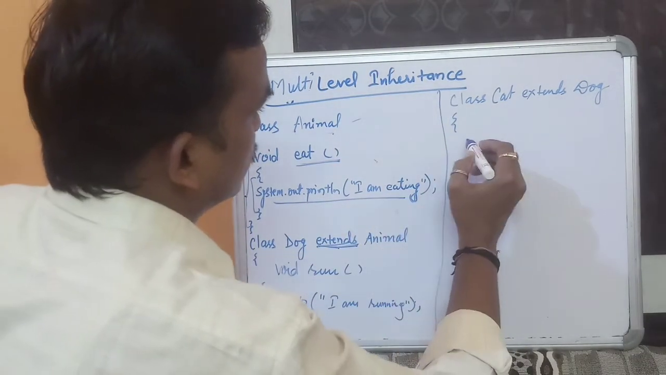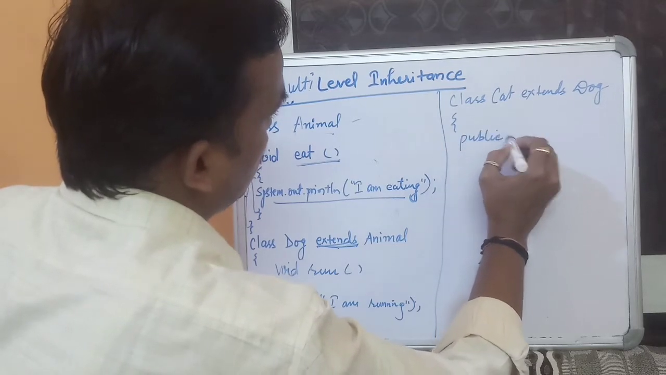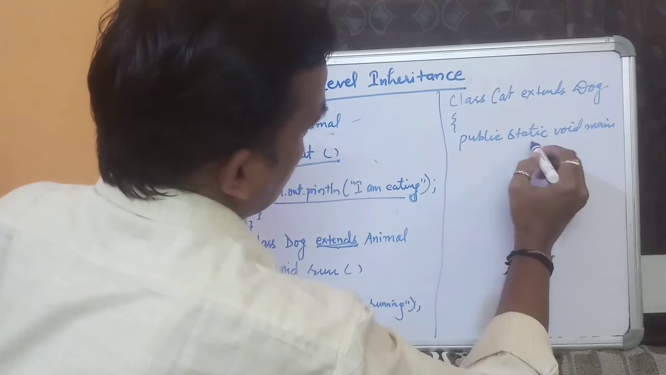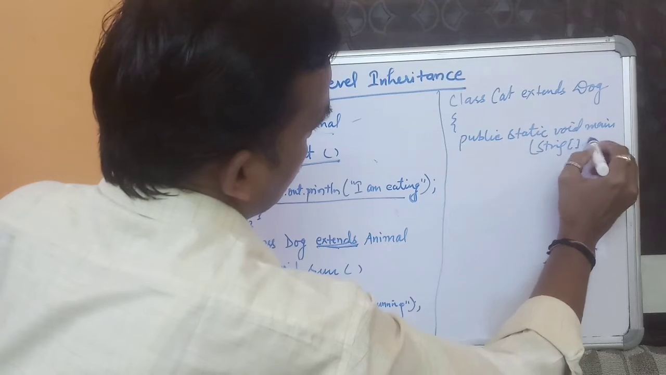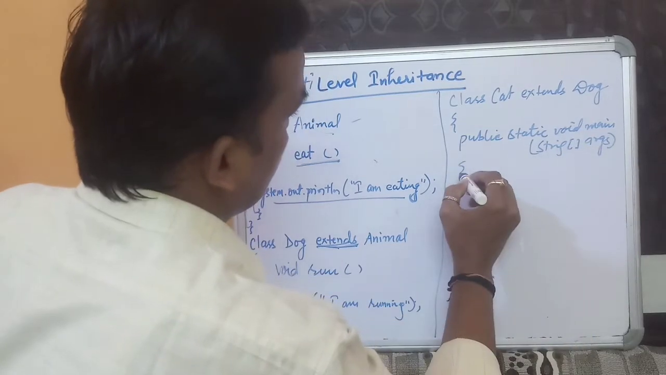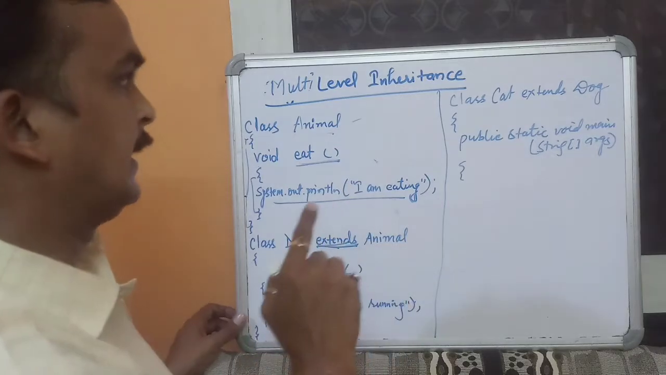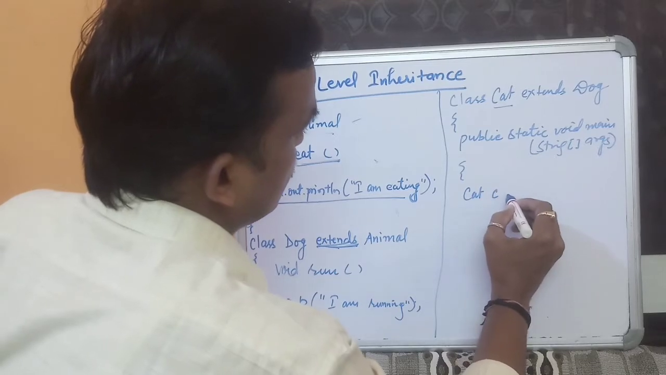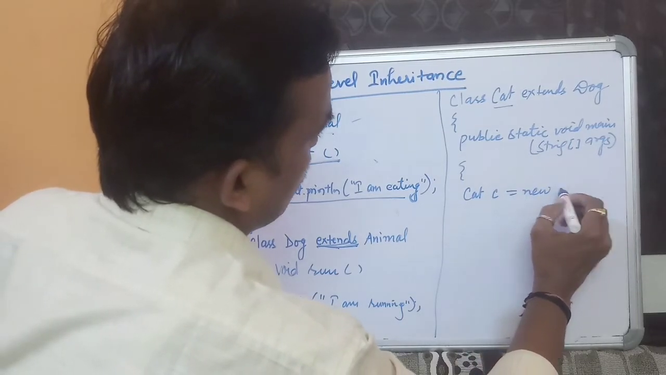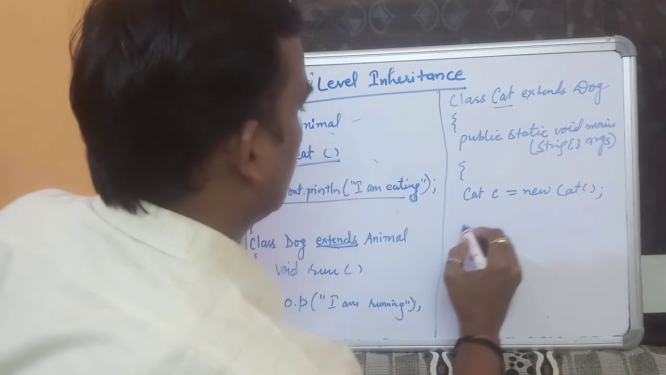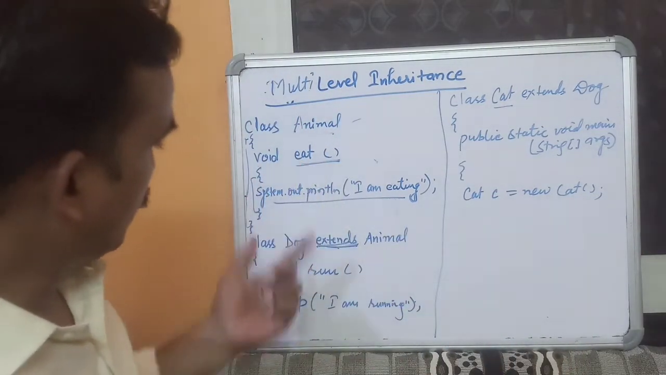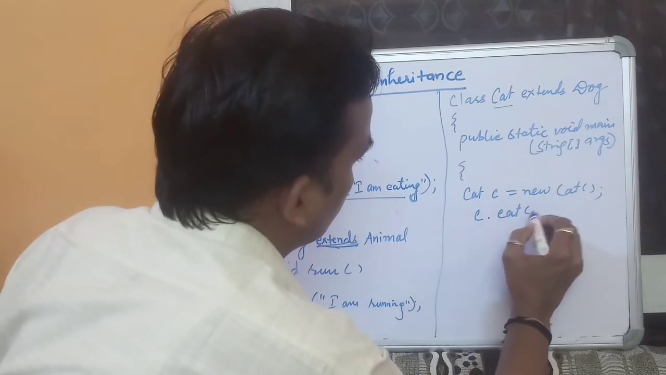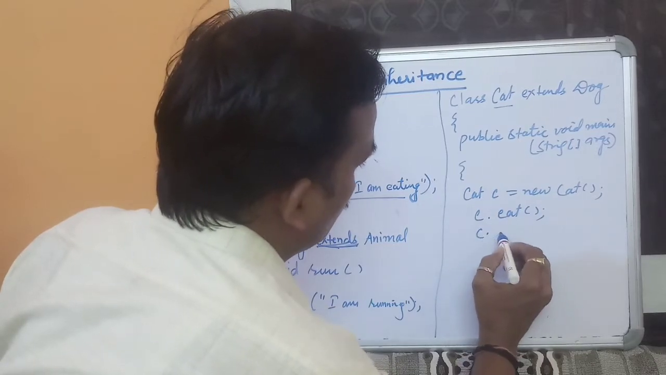Okay, so in that we use one main method, that is public static void main, and here we use String args, and in that we are creating the object of class C. So class cat, cat c equals new cat, and we are just calling the methods of both the classes using this class. So here we use c dot eat and c dot run.